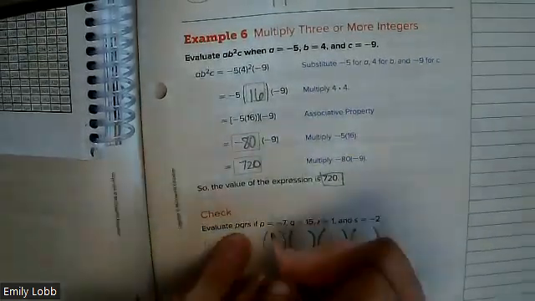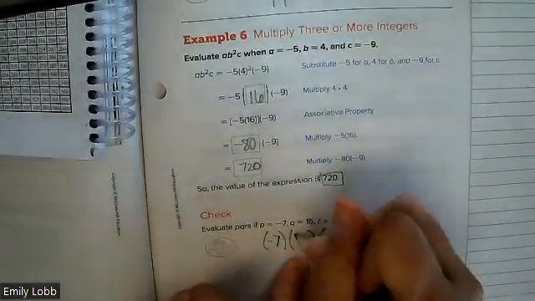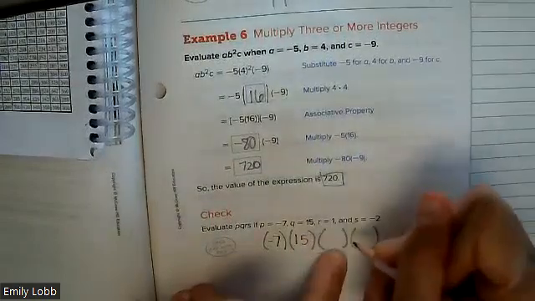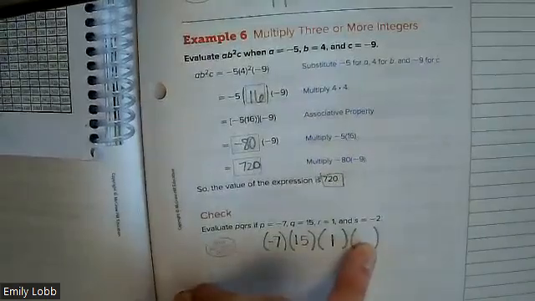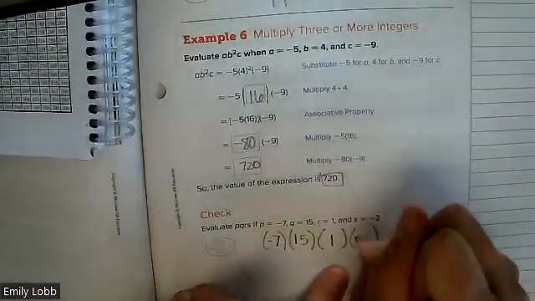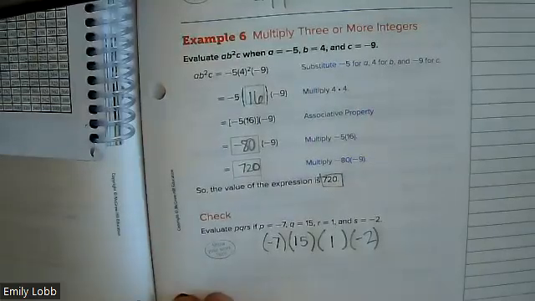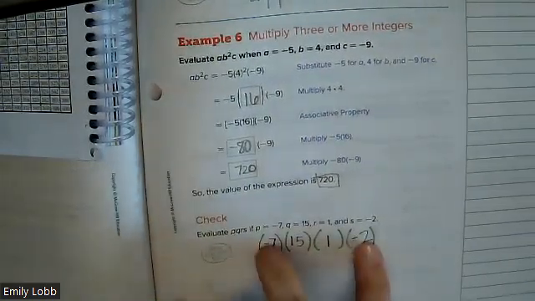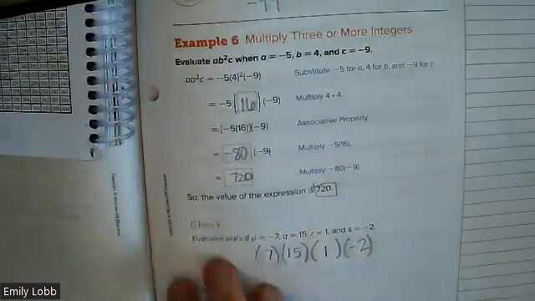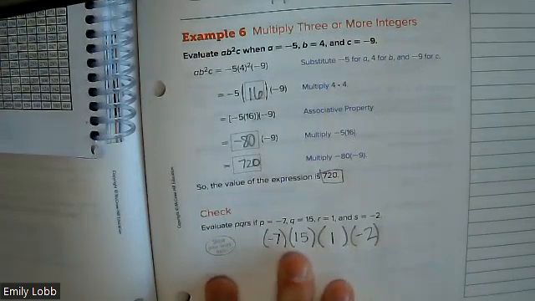So in place of our P, that equals -7. In place of our Q, that equals 15. In place of our R, we're putting a 1. In place of our S, we're putting a -2. Just by looking at this, do you think these are going to be positive or negative? Well, I have a negative times a negative, which I know is going to make it positive, so it's going to be positive. How should we do these?